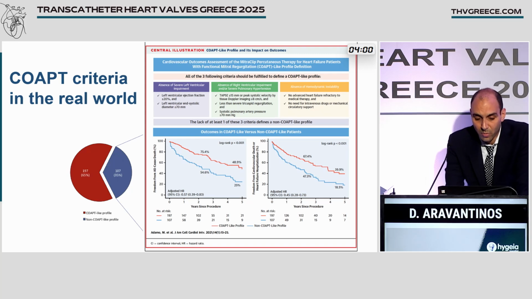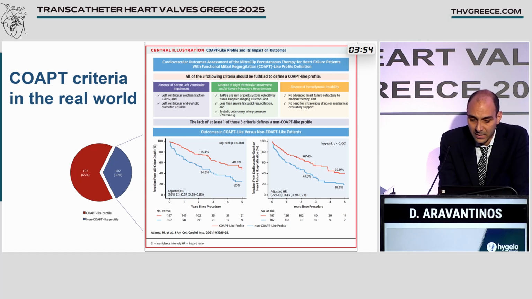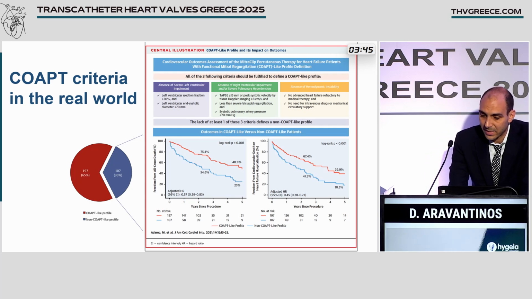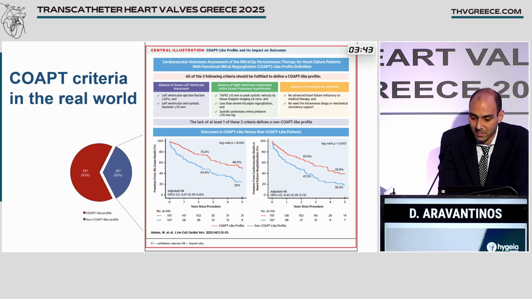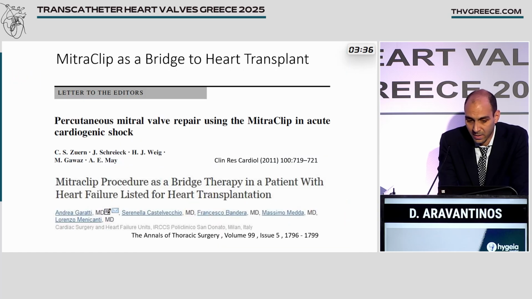What's happening in the real world? About 65% of patients fulfill the COAPT criteria, which are the absence of severe left ventricular impairment, absence of right ventricular impairment and severe pulmonary hypertension, and absence of hemodynamic instability. And we can see better results in these patients regarding heart failure hospitalizations or death.